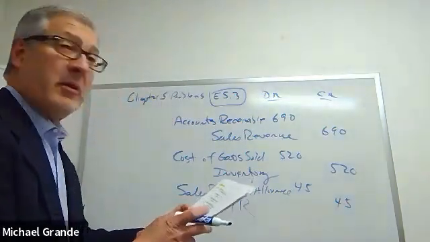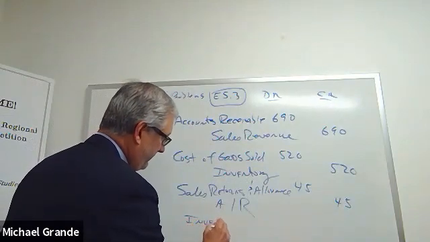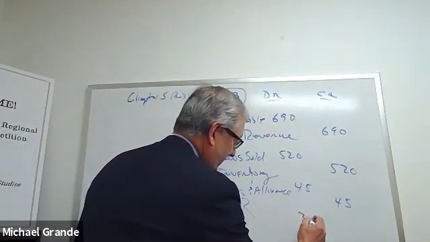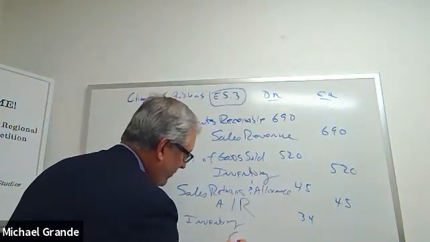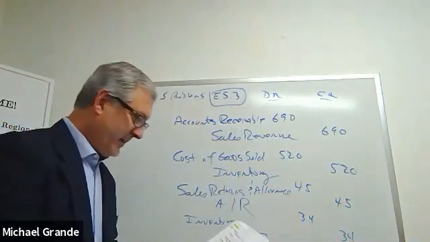And they also need to do what? Put it back in inventory, right? So they're going to debit inventory with $34 and credit cost of goods sold, CGS, for $34.